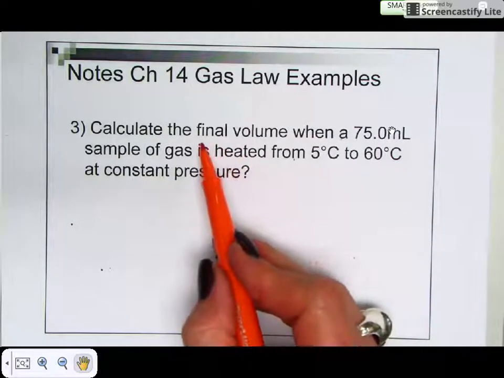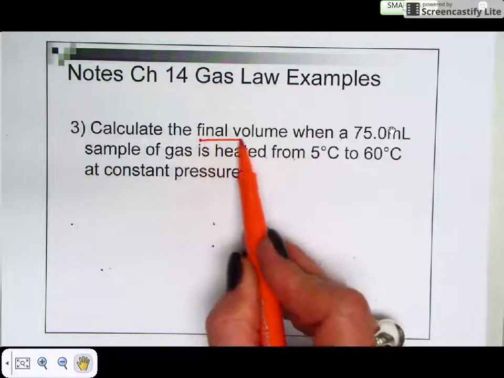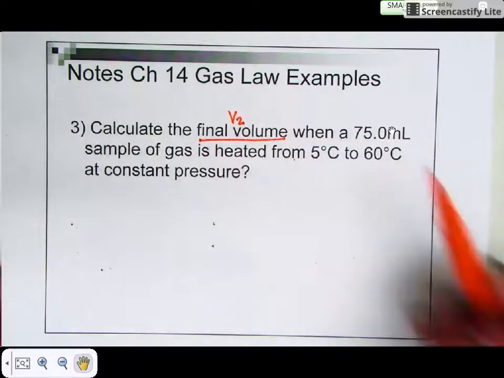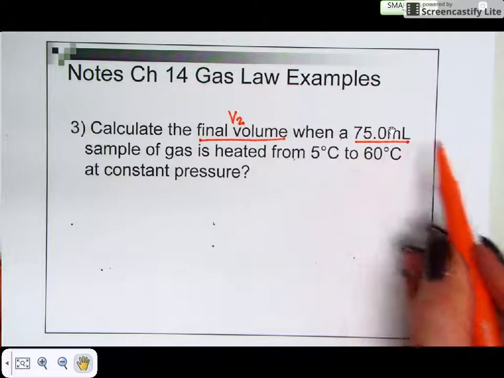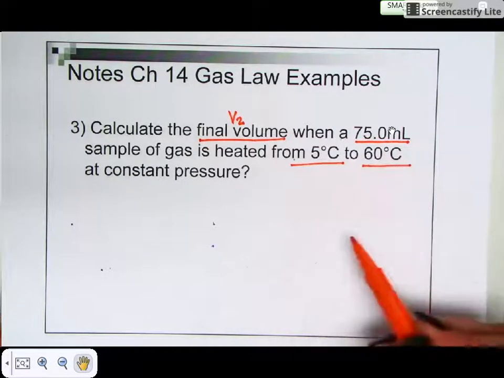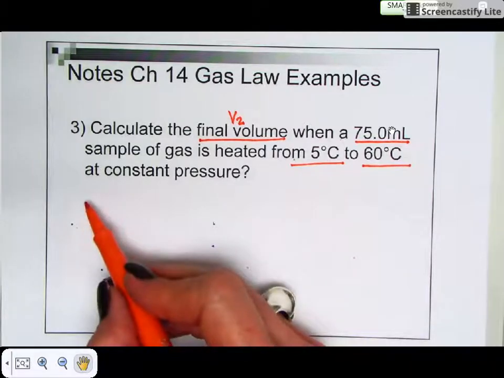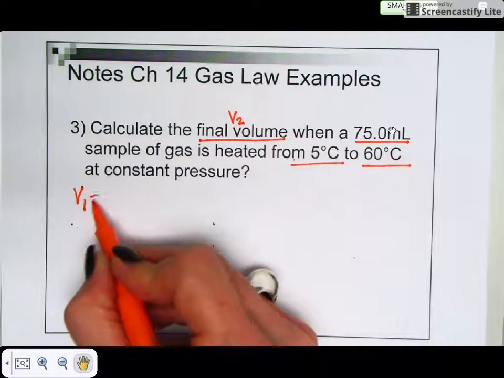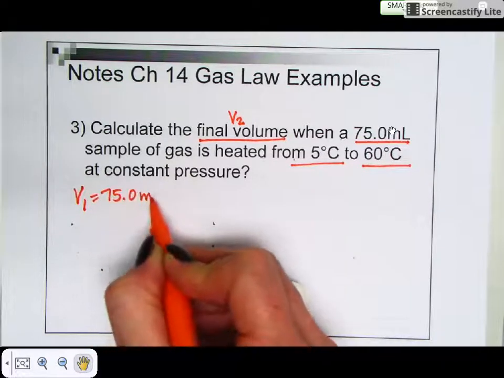Careful on these, y'all. Use your context clues. It says calculate the final volume, which means V2 is what we're looking for. So pay attention to your context clues. When 75 milliliters of a sample of gas is heated from 5 degrees Celsius to 60 degrees Celsius at constant pressure. So let's label everything. 75 milliliters will be called our V1. 75.0 milliliters.